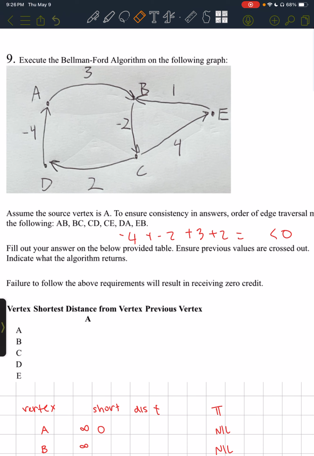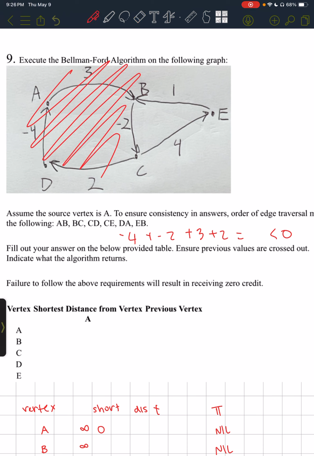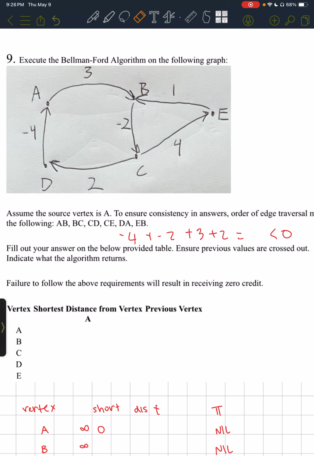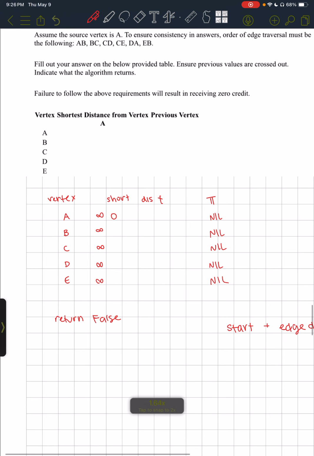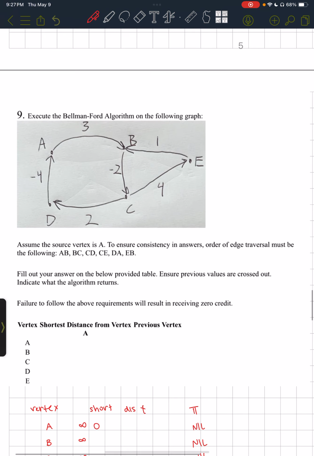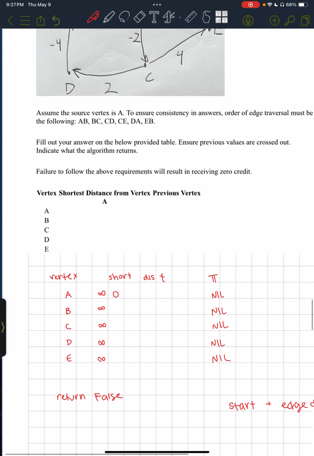But let's ignore all of this. If it's just -2, 1, and 4, which is 5 minus 2, which is 3, which is greater than 0, then that is going to be a positive edge weight, so it'll return true. That'll be the easier way to tell if you're doing it correctly or not. So for this graph, it's going to return false.